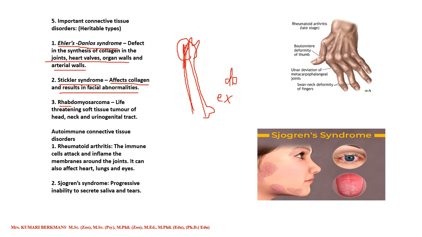Next one, see, rhabdomyosarcoma. Sarcoma in the sense it is cancer. From the name itself you have to identify what it is. Syndrome in the sense a deficiency of some food material or some other changes in the gene. But sarcoma is a cancer, a life threatening soft tissue tumor of head, neck and urogenital tract. Wherever the soft tissues are there, those soft tissues will be affected. That is called rhabdomyosarcoma.